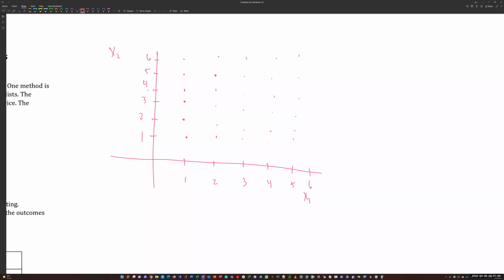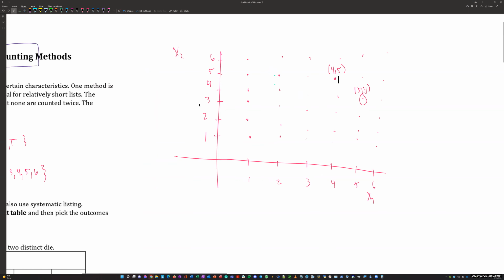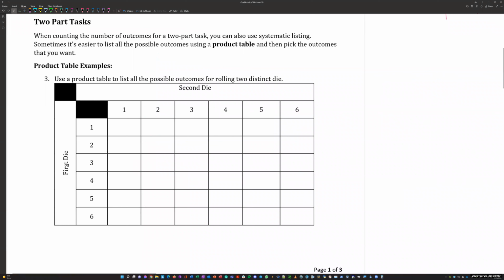Mhm. Either the first die could be a 5, and the second die could be a 4. Does that make sense? Yes. Or maybe the first die could be a 4, and the second die could be a 5. He's calling this product table. It's the exact same thing. It's just written in a different format. Does that make sense? Yes.